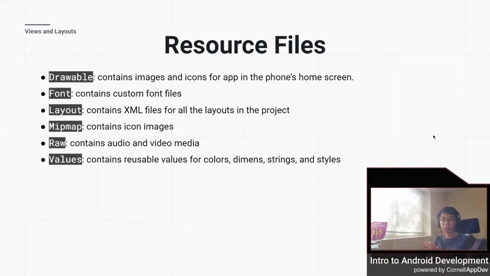Of course, there's also other resource files. Drawables contains the images and icons for the app. These are your SVGs, your PNGs, your whatnot. Font has custom font files. Layout has all the layouts and the XML files. Bitmap contains icon images in different sizes for Android to process. You usually won't have to deal with these. Raw can contain audio and video media to play on the screen. And values are for colors, dimensions, strings, styles, things that you want to reuse over and over again, or want to change in one singular place without having to edit the XML files themselves.